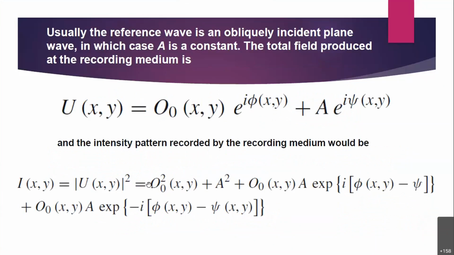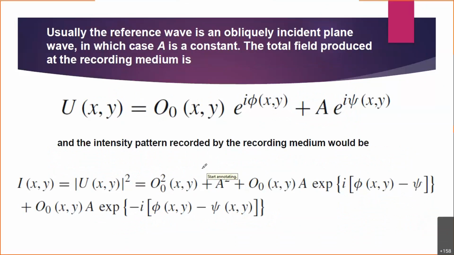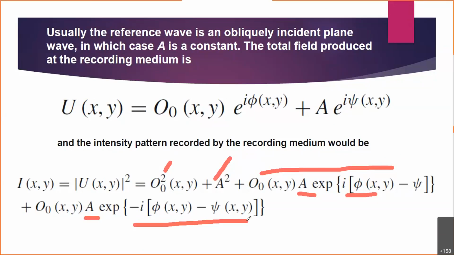Here you see the intensity: this is amplitude square, here again amplitude square, but in the third and fourth terms, let me annotate, this is amplitude, this is also amplitude, but this particular term will be amplitude and phase component. Here also, in the fourth term, amplitude and phase component. So this is the proof that in the hologram you are not recording only the intensity, you are recording the phase component also. Why? Because in the object and reference wave also this phase component is there.